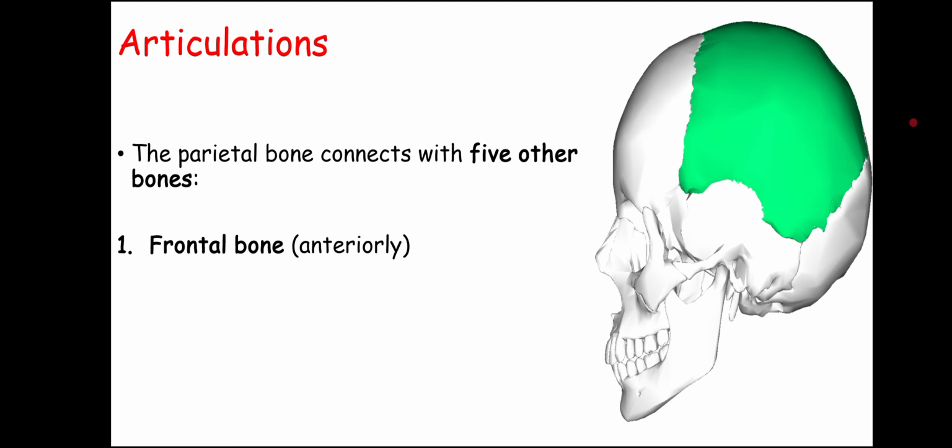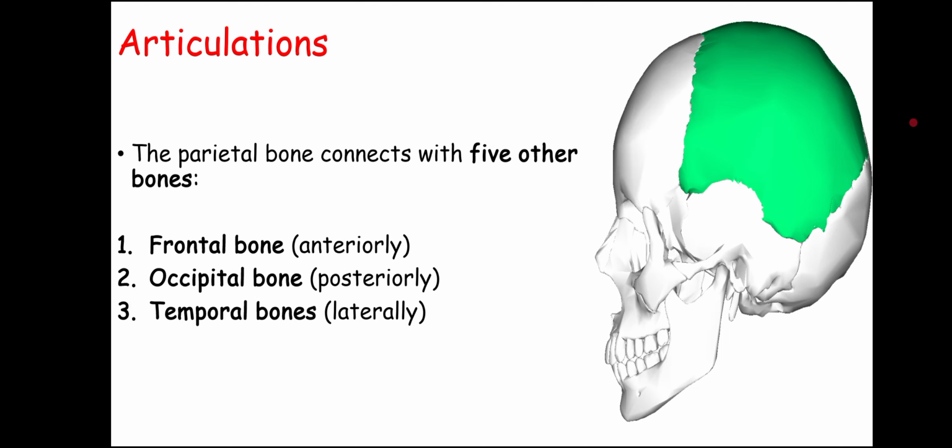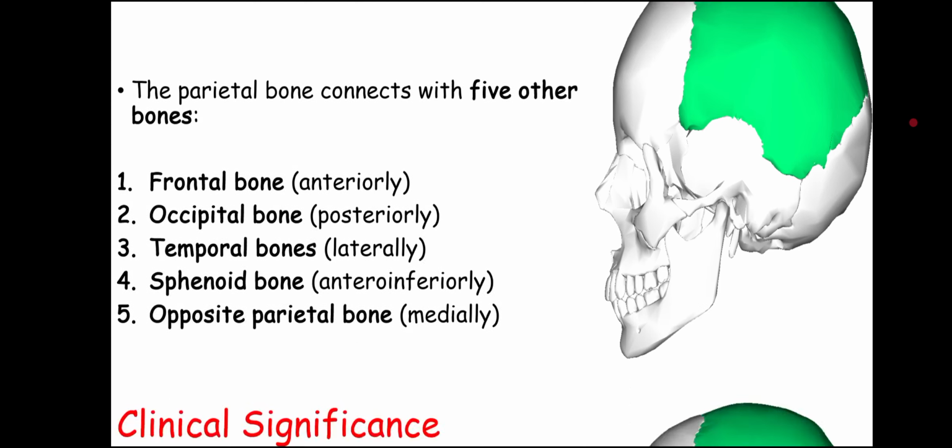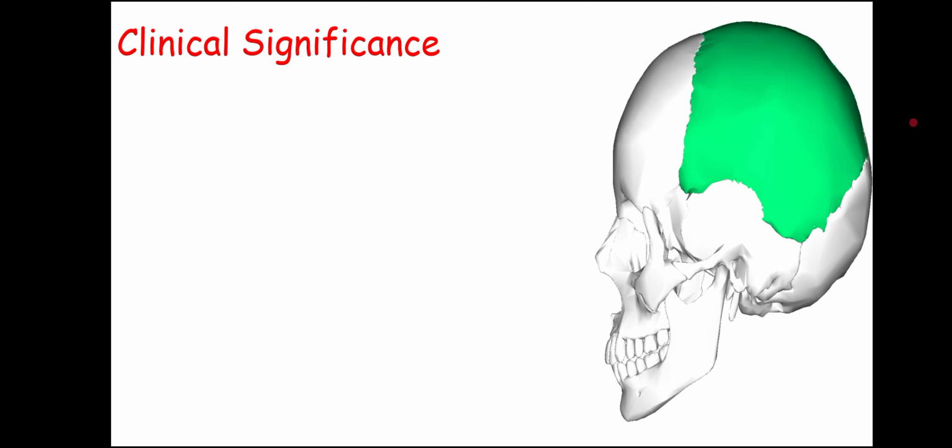5 other bones. They are the frontal bone, as it is connected anteriorly to the frontal bone; the occipital bone, as the parietal bone is connected posteriorly with the occipital bone; the temporal bone, connected laterally; the sphenoid bone, connected anterior inferiorly; and it is also connected with the opposite parietal bone in the medial area at the midsagittal section or sagittal suture.